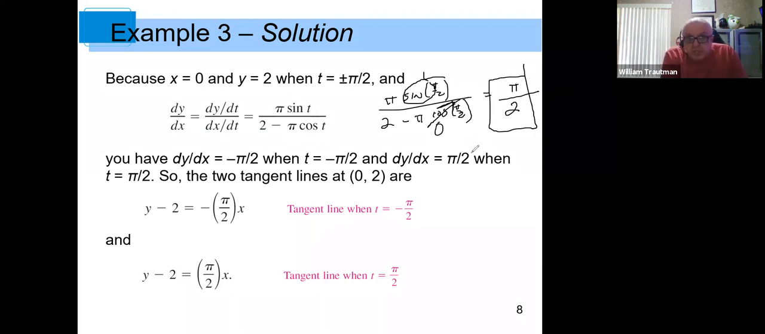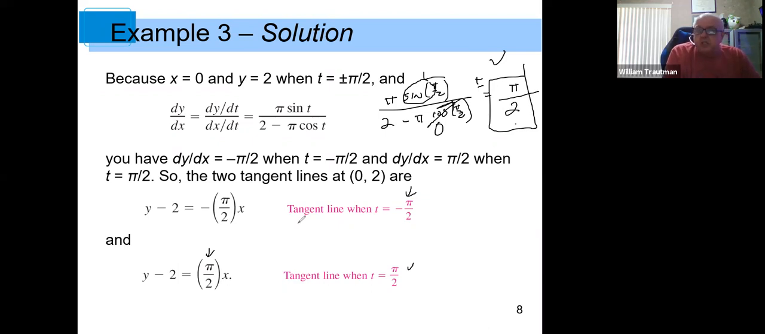And by the way, we put pi over 2 in there, and so this is our slope. We ended up with a positive slope. If you put negative pi over 2 in there, you get the same thing, except you get a negative. So this is our slope. One's a plus and one's a minus pi over 2.